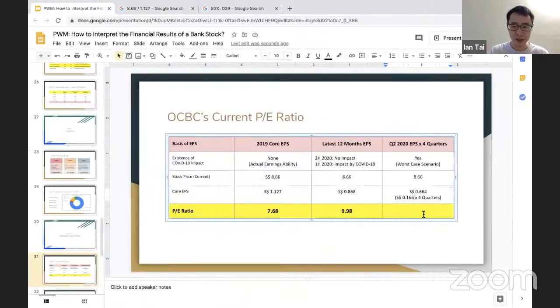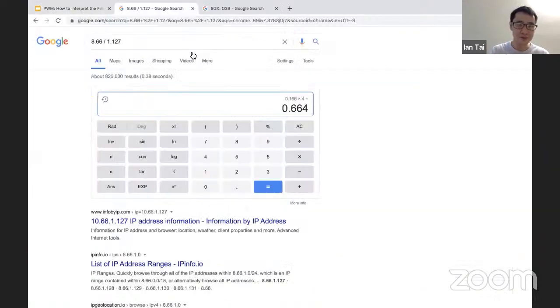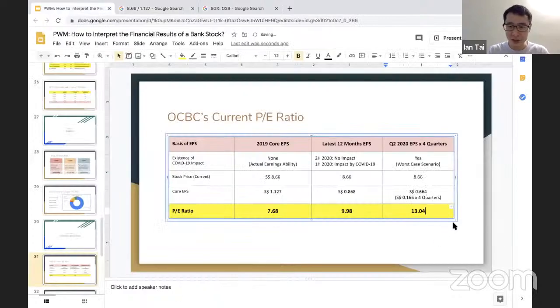Now if you want to calculate the PE ratio based on the worst case scenario, you will have 8.66 divided by 0.664. Therefore, you will have a PE ratio of 13.04. So these are the three PE ratios that I've calculated.